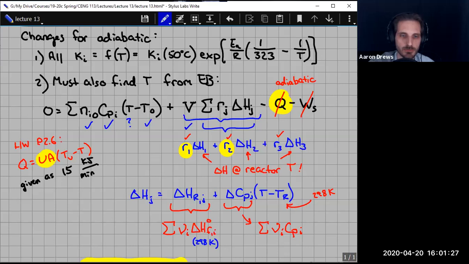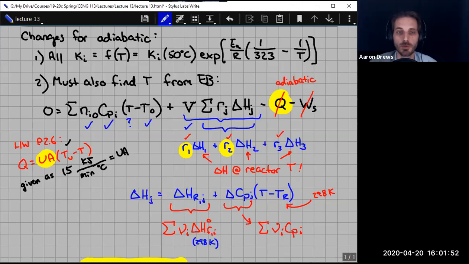Kilojoules per minute per Celsius. So in that sense, it's got one less step than the one that John did on Friday, because you don't have to calculate the U or the A. You know what together they equal: 15 kilojoules per mole per degree C. That is the lump parameter UA, and T sub U is known. It's a constant temperature. So you'll set this up in a very similar way.